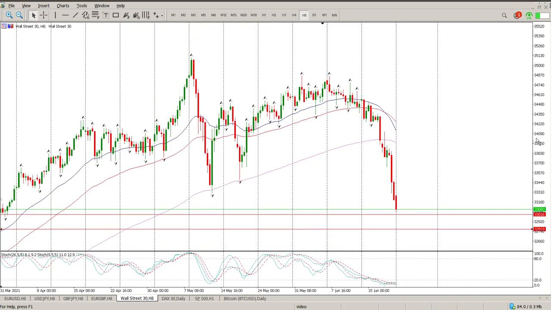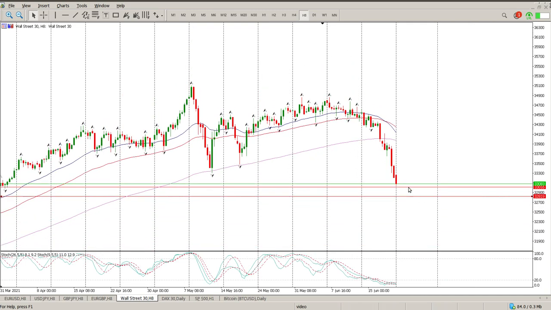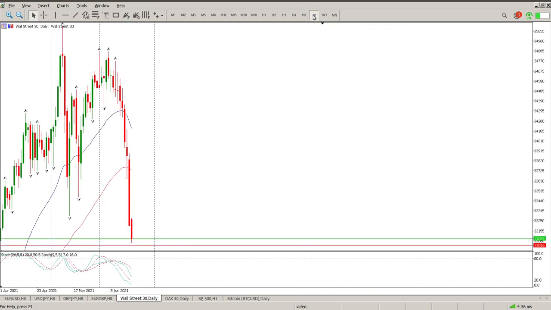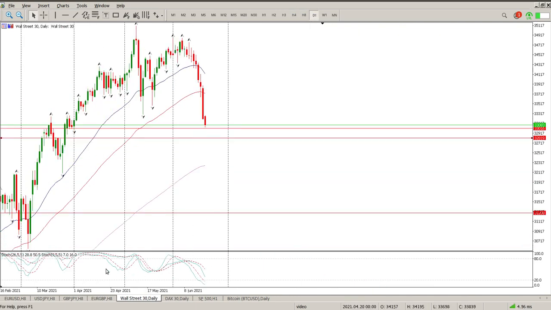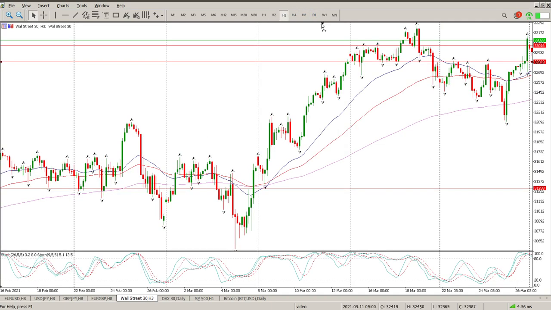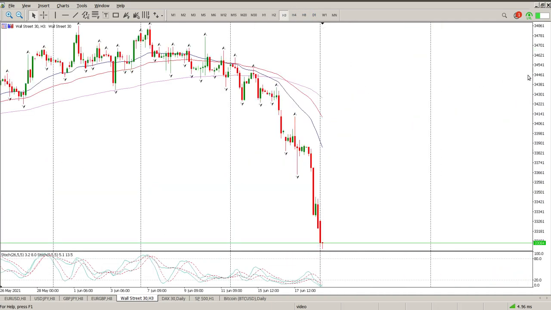So let's just get to those major levels on the 8 hour. The first one is right here at 33,000, and the next one is at 32,800. So look at my oscillators. Oscillators are grouped beautifully to the downside, indicating we should be looking for a level, and this is on the 8 hour. And I think even if you come to the daily, we can see we've eased off quite nicely. So for me, the trick at the moment is watch and see.